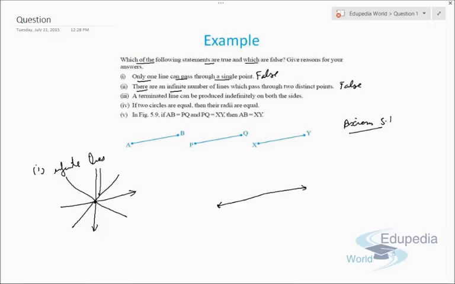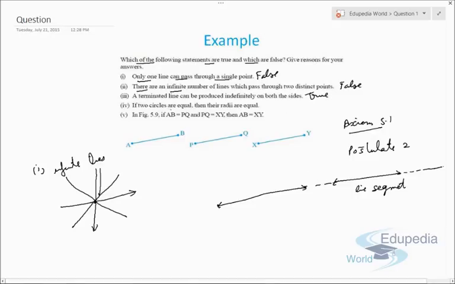Now the third statement says, a terminated line can be produced indefinitely on both sides. Now postulate 2, as we have discussed, the second postulate of Euclid's geometry, explained about a terminated line. A terminated line is a line which has a fixed length, or in the current scenario we say it is a line segment. Now if a terminated line can be produced indefinitely on both sides, we can produce that terminated line indefinitely on both sides. So the statement is true.